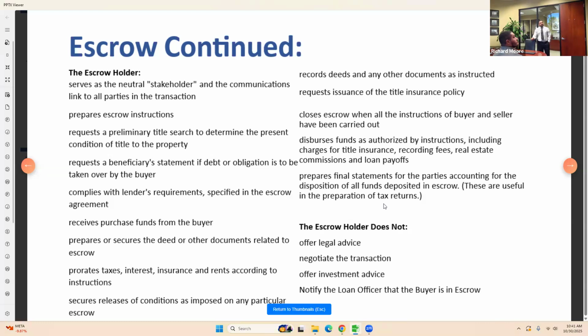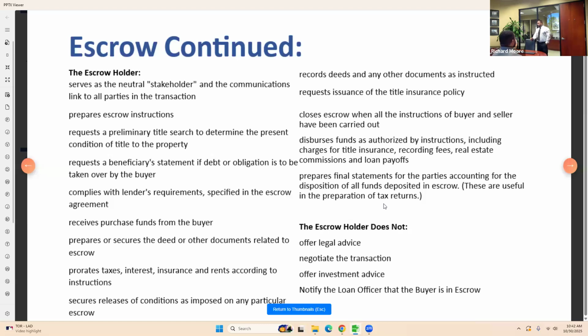They request a beneficiary statement if the obligation is being taken over by the buyer, comply with lender's requirements, receive purchase funds from the buyer, prepare security deeds and documents related to escrow, probate, taxes, secure releases, record deeds, request issuance of the title insurance policy, close escrow, and prepare final statements. Escrow is going to give you an estimated closing statement that's going to show the buyer where all the money's going. They're going to give one to the seller too.